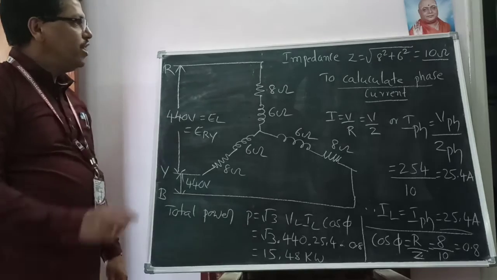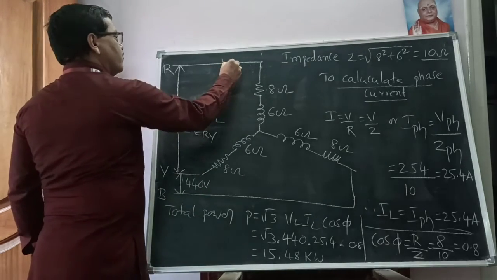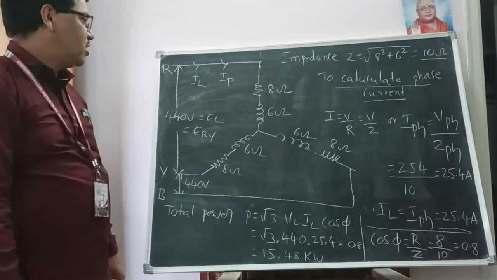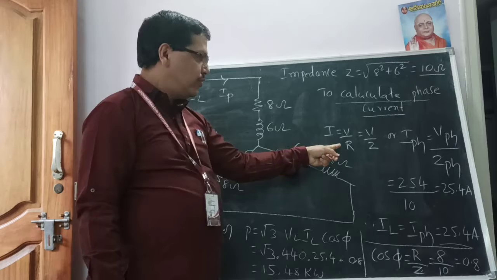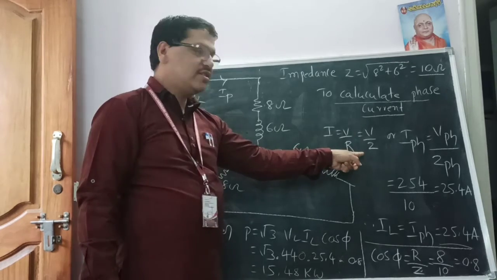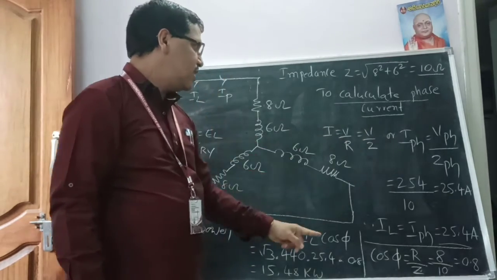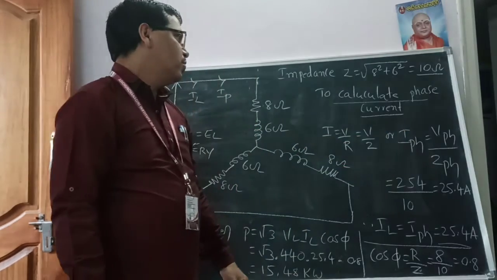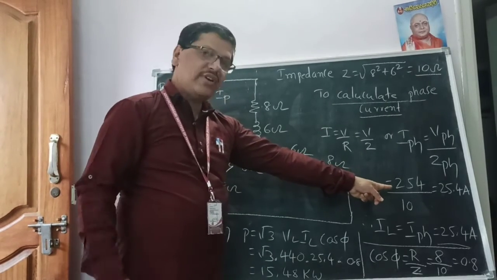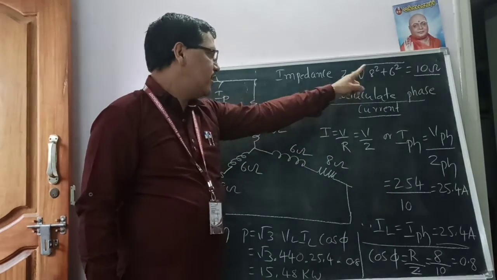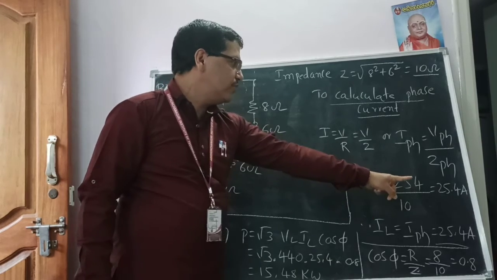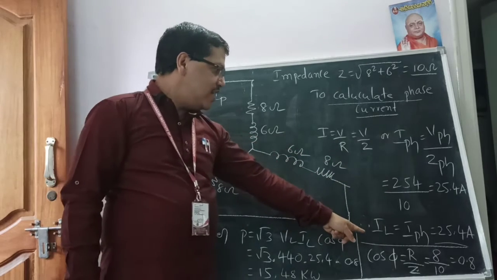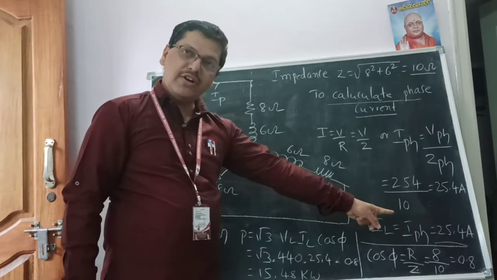As per the problem, we need to calculate the phase current. Phase current means I phase, which is also called IL. Both are the same in the case of star connection. According to Ohm's law, I is equal to V by R. In this AC circuit, because of the impedance, I is equal to V by Z. We convert this to I phase is equal to V phase divided by Z phase. V phase is 254 volts, which we already calculated, and Z phase is 10 ohms. 254 divided by 10, the answer is 25.4 amps. Once we have 25.4 amps, IL is equal to I phase, so both are the same, 25.4 amps.